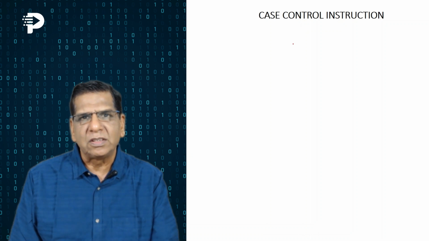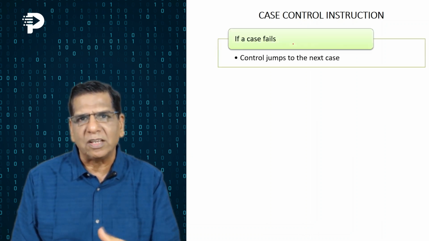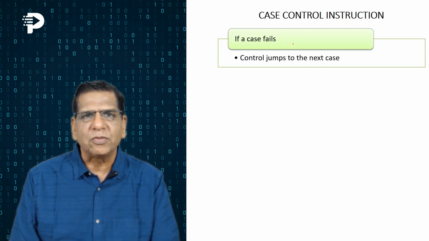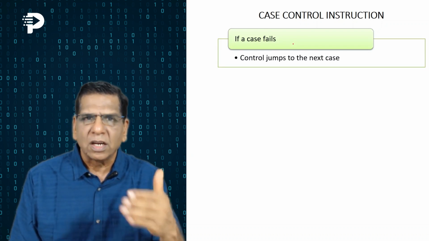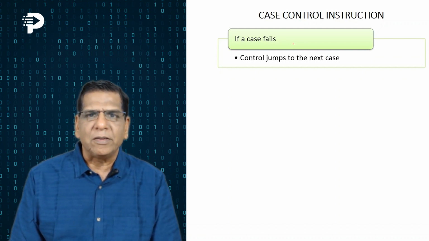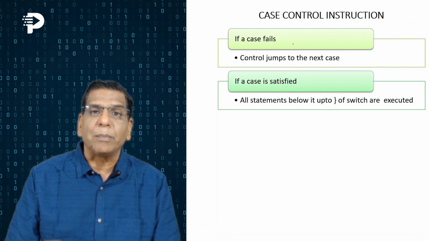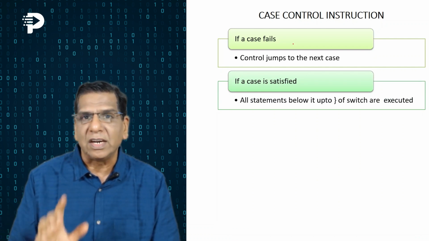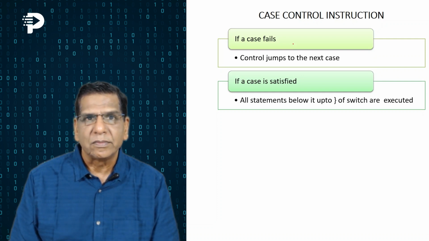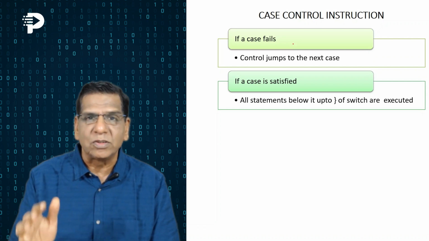Now within a switch, there are possibilities that the case may fail or the case may succeed. If a case fails, then I don't have to do anything. Control automatically jumps to the next case. That is the behavior of the case control instruction. As against that, if a case is satisfied, every single statement below that case up to closing brace of switch, they get executed. Any cases or default that it may come across, they would simply be ignored.